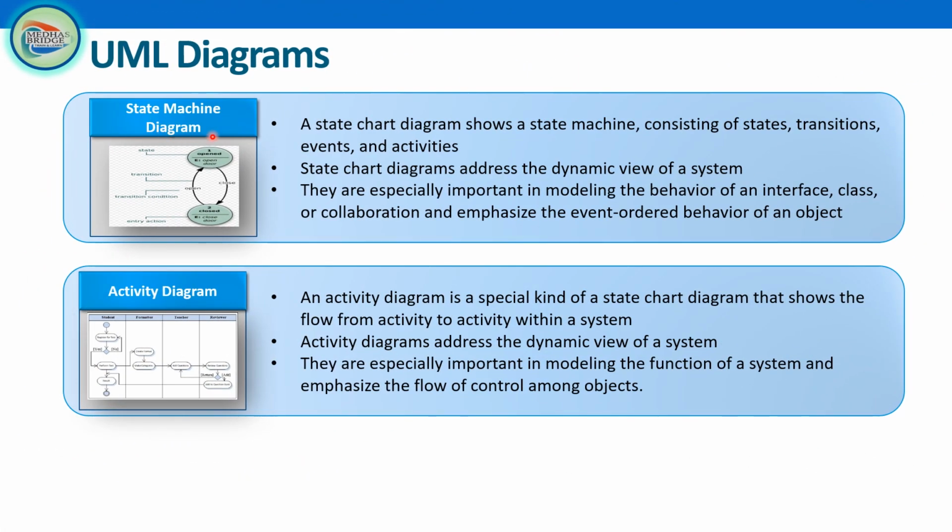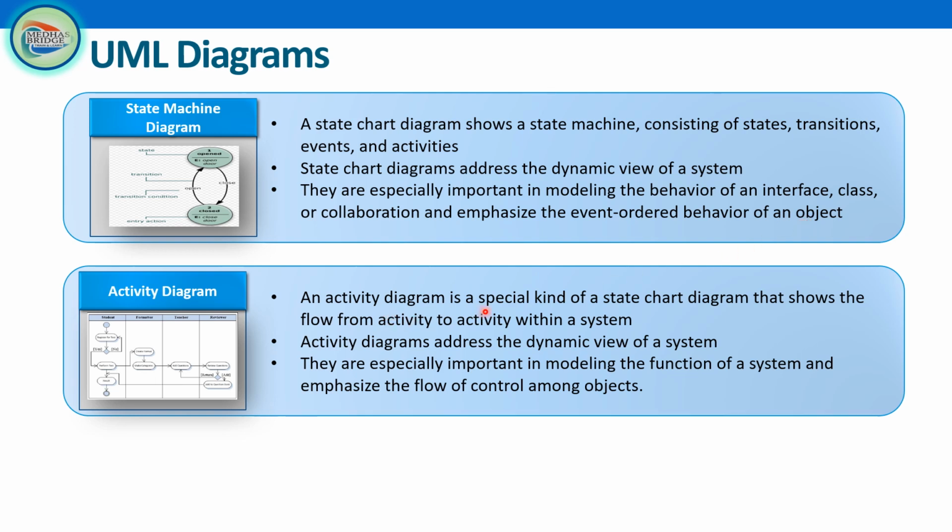State machine diagram. State chart diagram shows a state machine consisting of states, transitions, events, and activities. State chart diagrams address a dynamic view of a system. They are especially important in modeling the behavior of interfaces, classes, or collaborations, and emphasize the event-ordered behavior of an object.